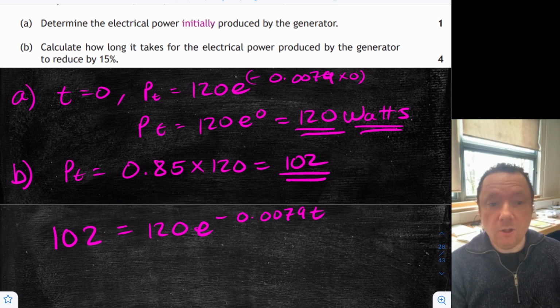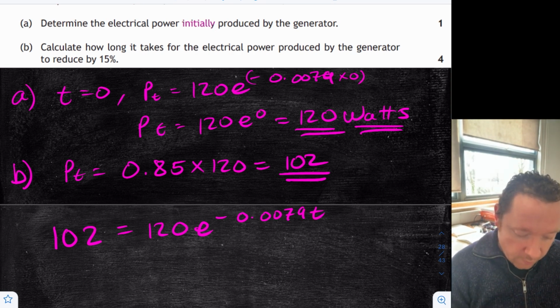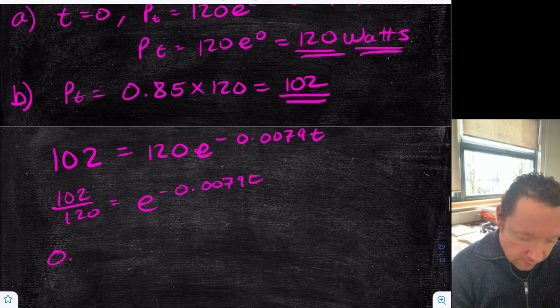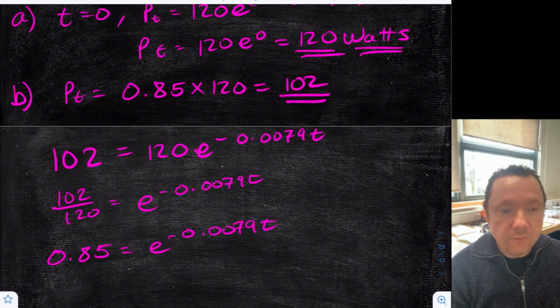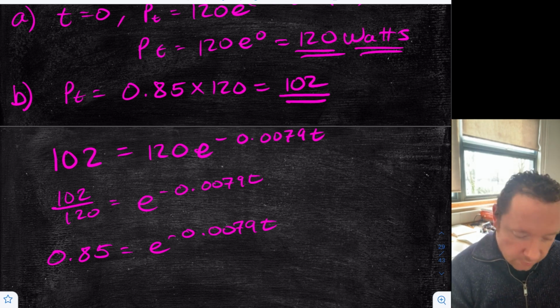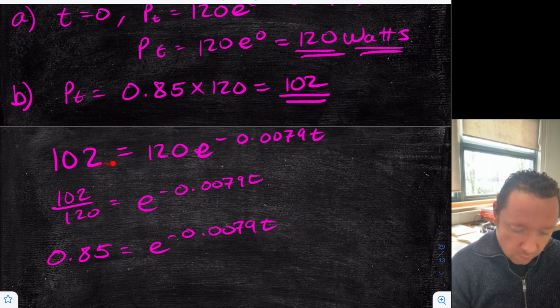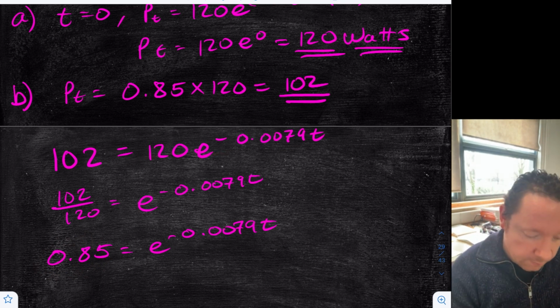So it's an exponential equation, so I can divide through by 120 to get 102 over 120 equals e to the minus 0.0079 t. That gives me 0.85 on this side. And if we're working in percentages, you'll realise that this number here will be basically what the question's asked us anyway, but I always start from here just to be on the safe side.